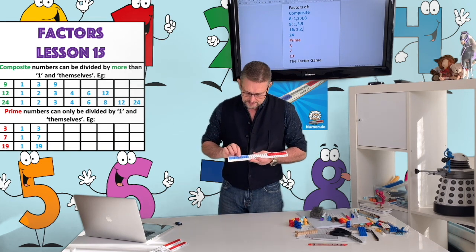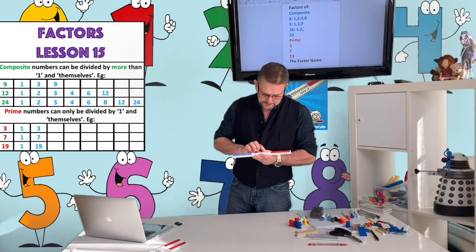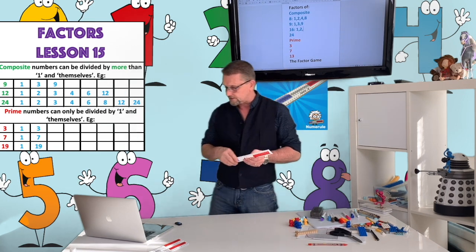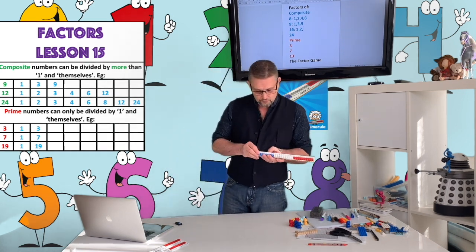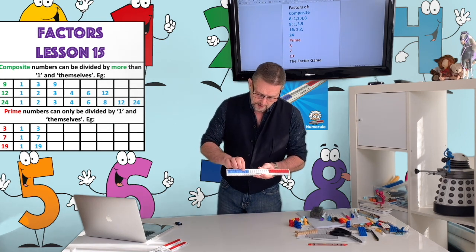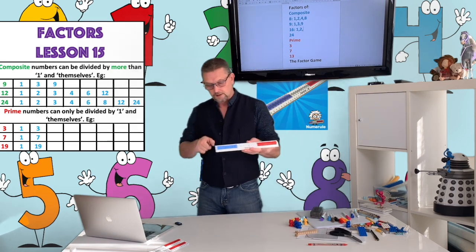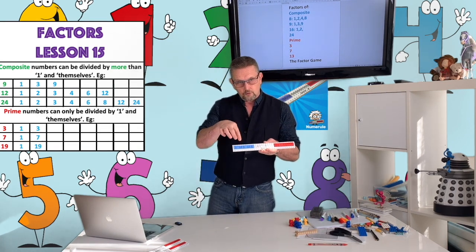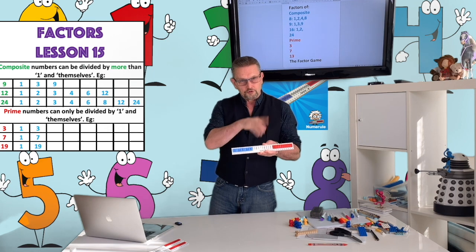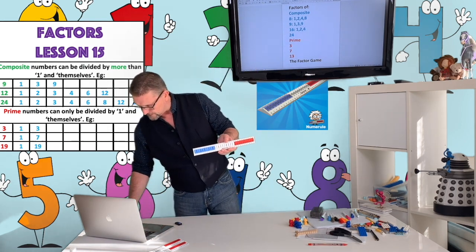3, 6, 9, 12, 15, 18. No, it did not hit 16, so 3 is not a factor. Is 4 a factor of 16? 4, 8, 12, 16. The kids might want to go 4, snap, 4, snap, 4, snap, but still we're going to get there. So 4 is a factor of 16.